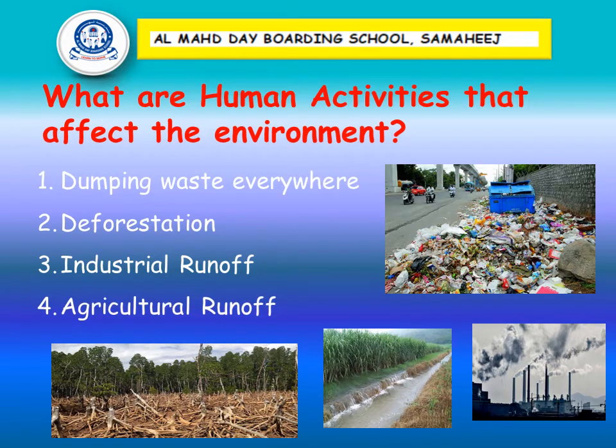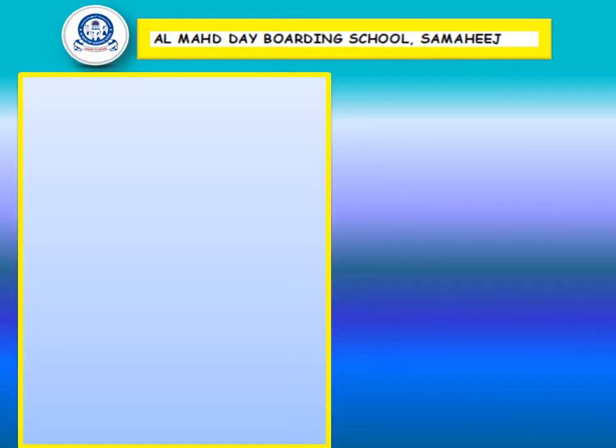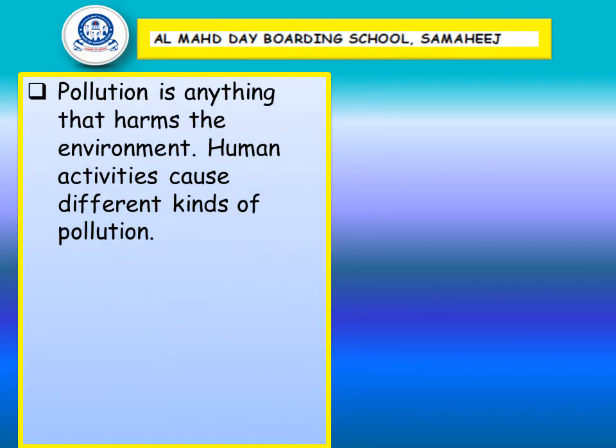Fourth, agricultural runoff. Water from farm fields can be loaded with chemicals and synthetic fertilizer that can be absorbed into the ground and enters bodies of water. So those are the human activities that affect the environment. One of the major problems that we are facing now is pollution. Pollution is anything that harms the environment.